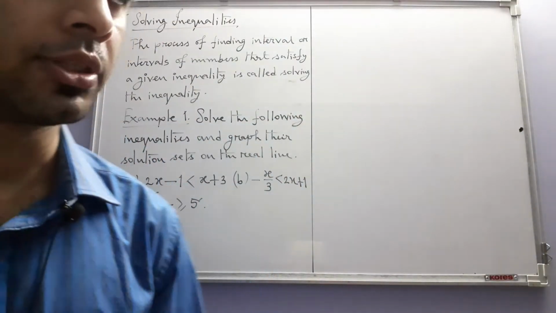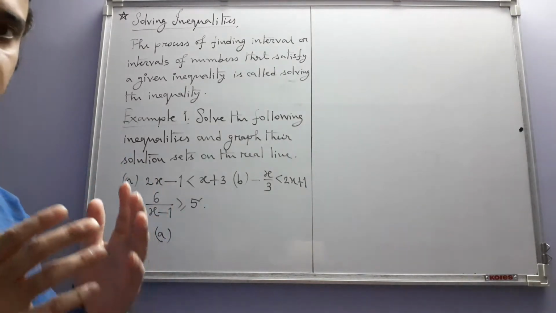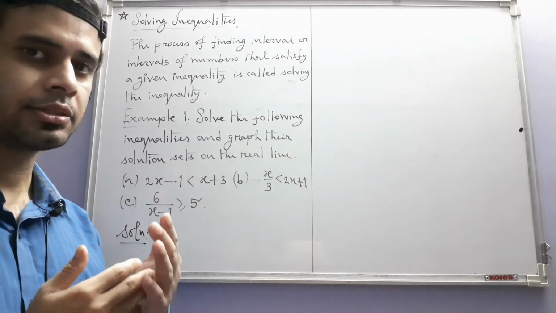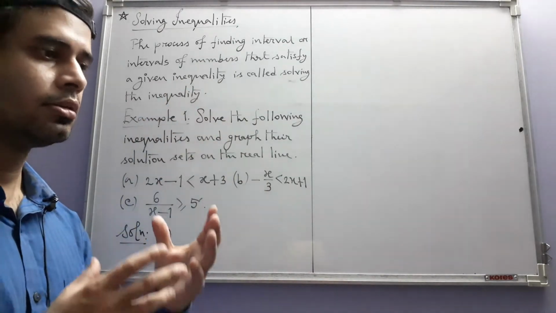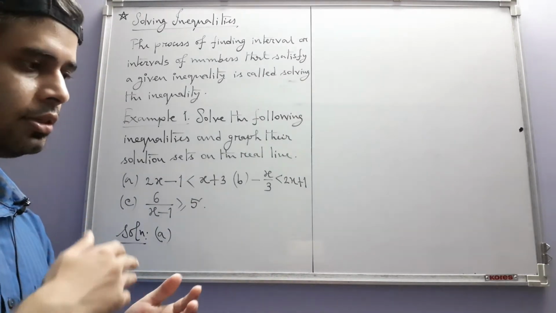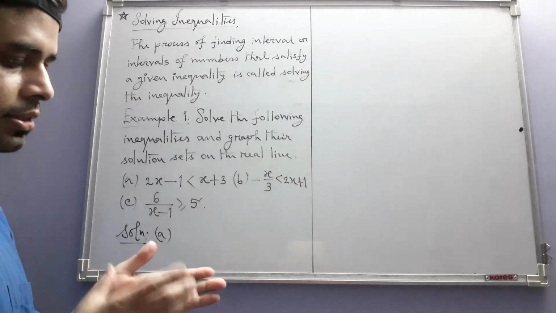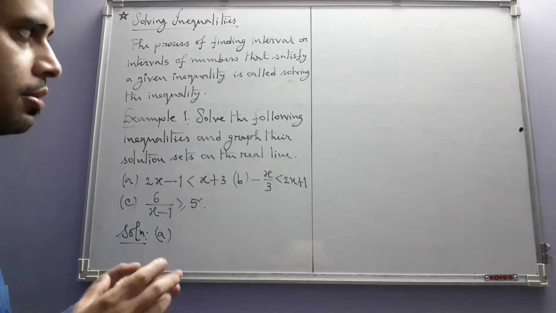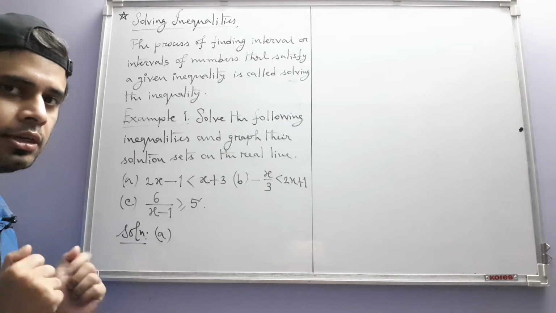Okay, next we come to the topic of solving inequalities. The process of finding interval or intervals of numbers that satisfy a given inequality is called solving the inequalities. So what happens is that if you are given an inequality, then if you find all the numbers satisfying that inequality, it turns out to be a single interval or a collection of intervals. So the process of finding those intervals is called solving an inequality.